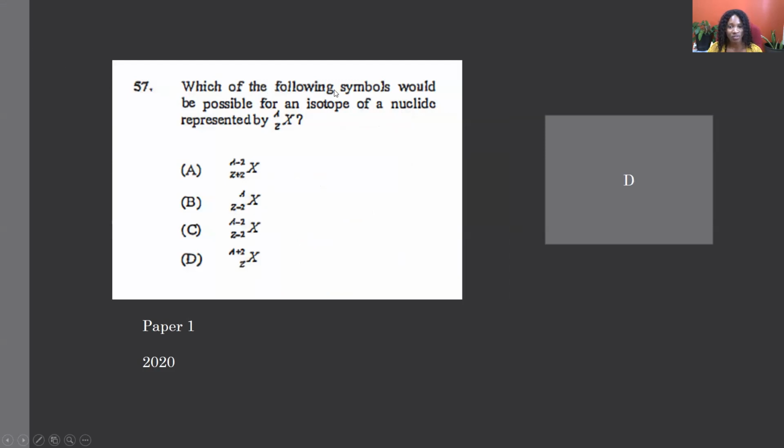All right, which of the following symbols would be possible for an isotope of a nuclide represented by X, A, Z? Now remember we said that isotopes of an element have the same proton number, but they might have different mass numbers. And so if we look at the options that are given here, A has a different proton number than the original question. B is also changing the proton number, and C is doing the same thing. And so D, we realize, has the same proton number but a different mass number, and so that has to be the answer, D.